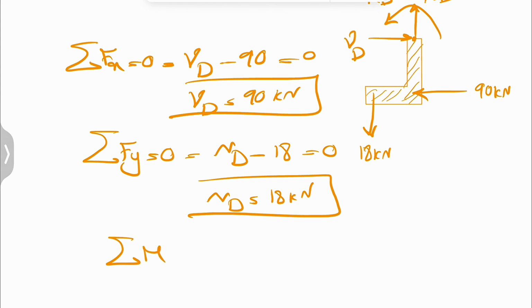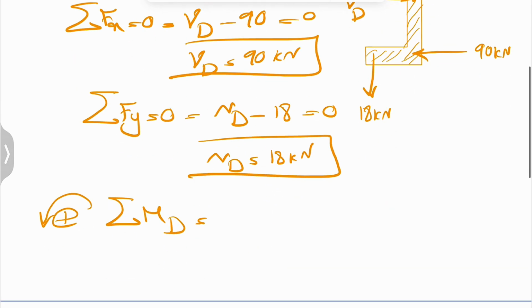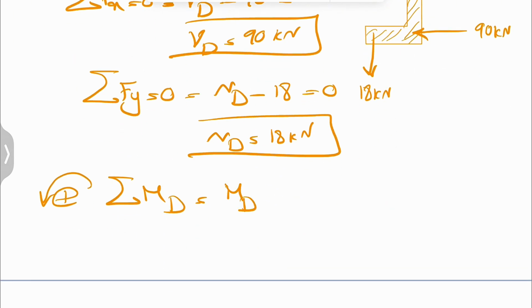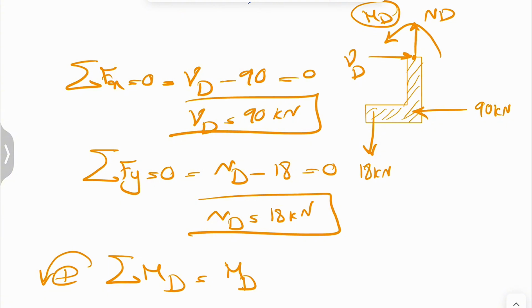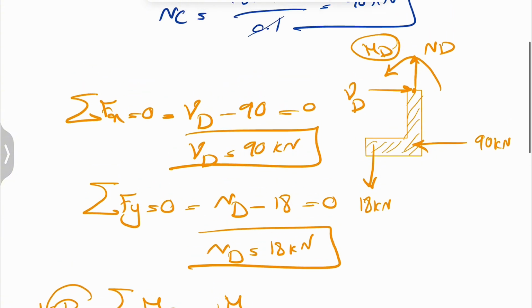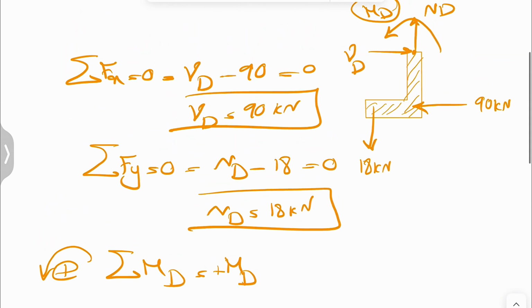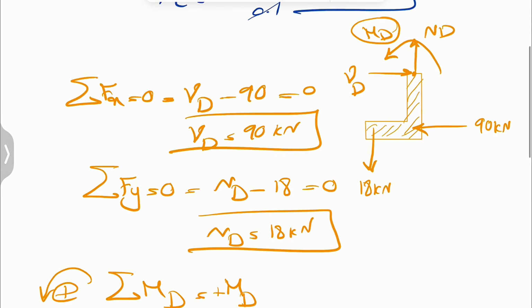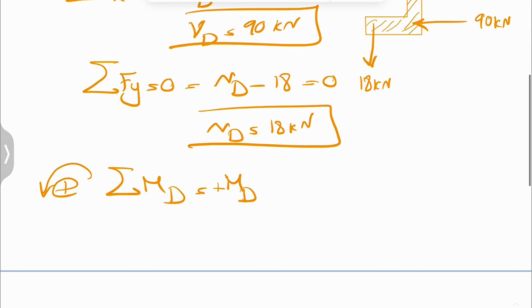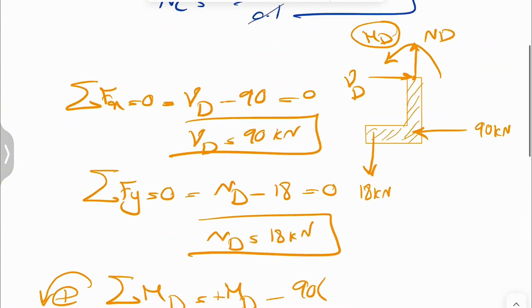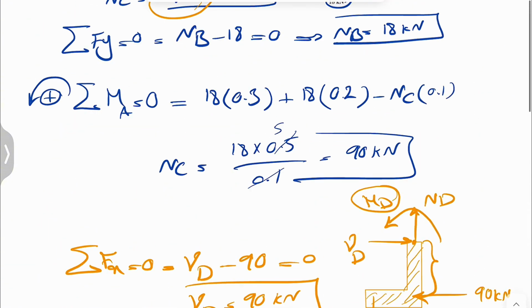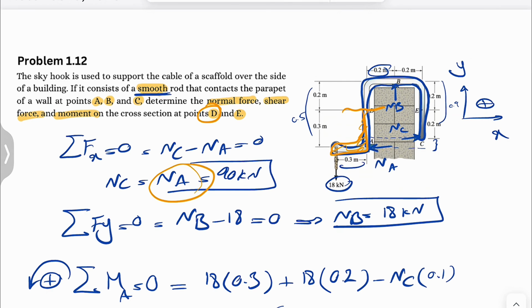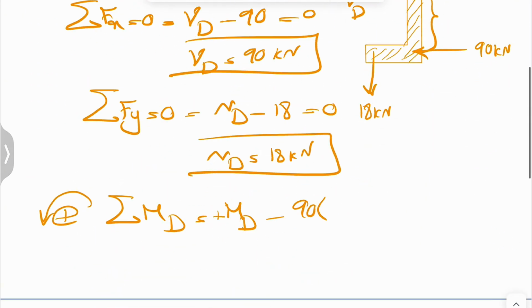And last thing, we're going to do the moment about point D, counterclockwise positive. So we're going to have the bending moment that we are trying to figure out. And because we assumed it's counterclockwise for now, it will be positive. And for the directions, you can basically pick whatever direction you want at the beginning. And at the end, if you get a negative sign, that shows that your assumption is not correct. All right, so we have the moment of 90 kilonewtons, which is clockwise. So negative 90 times the distance that we are looking for is this distance. Let's see what we have. Yeah, so that distance is 0.3.